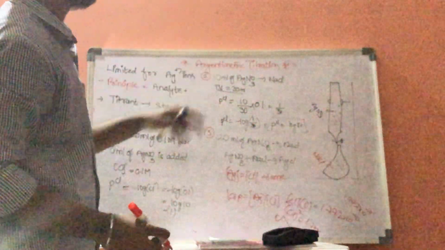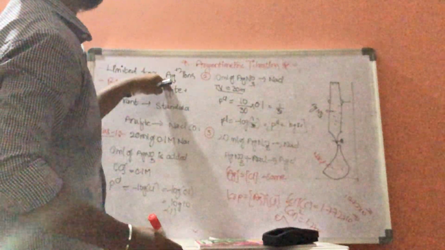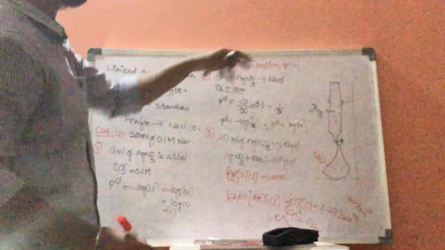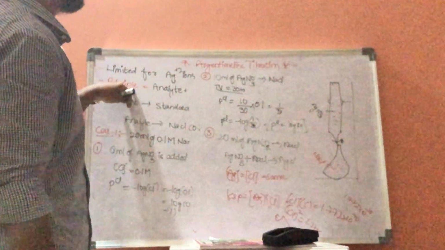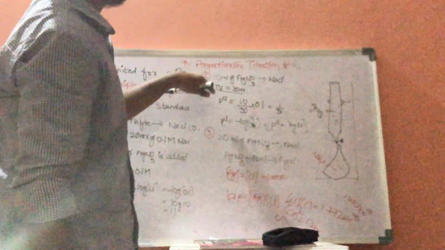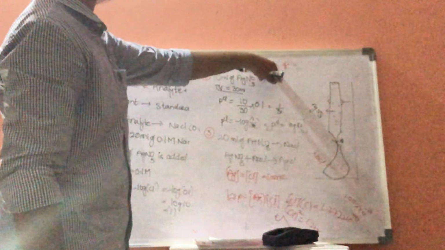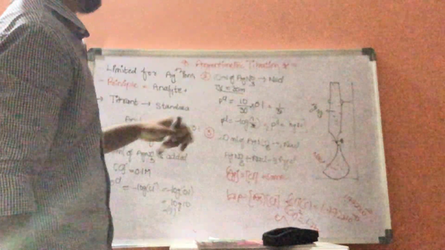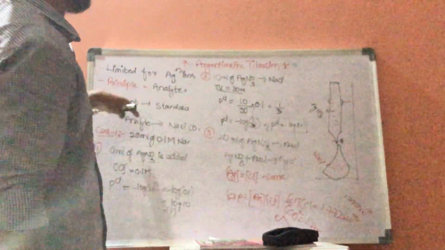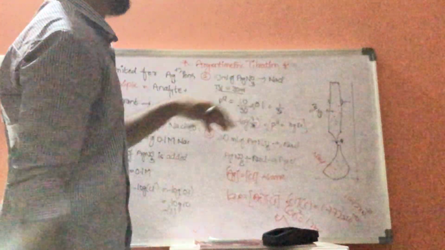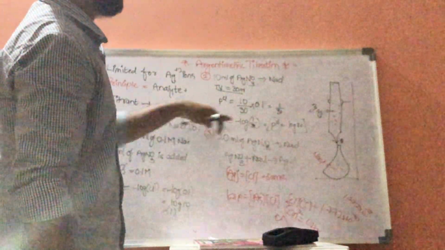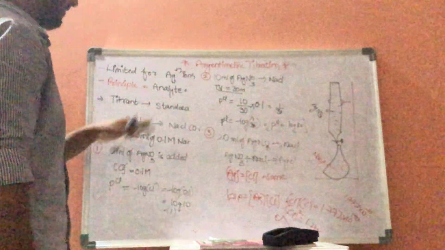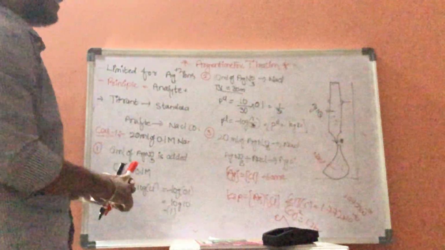This is an argentometric titration. It is limited to silver ions, so it is called argentometric titration. Now the principle is that the analyte will react with the precipitating agent, which results in the formation of a precipitate. The titrant taken is standard AgNO3 and the analyte is sodium chloride. These are the three cases in argentometric titrations.